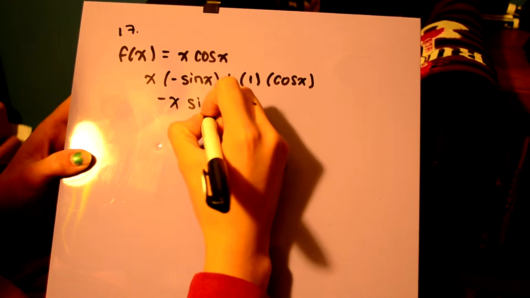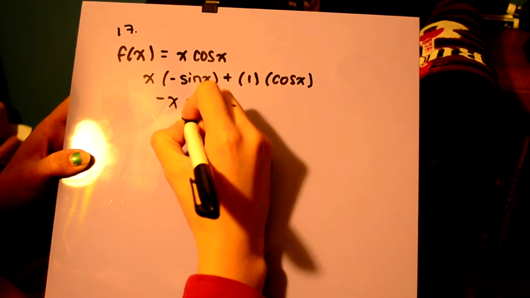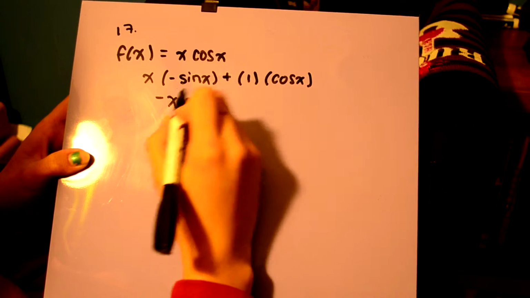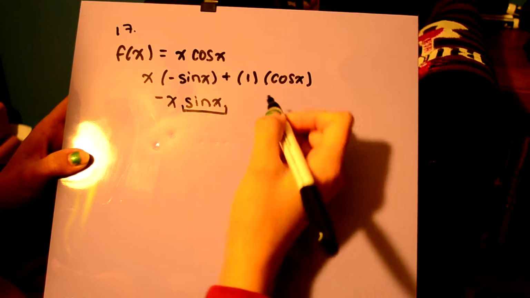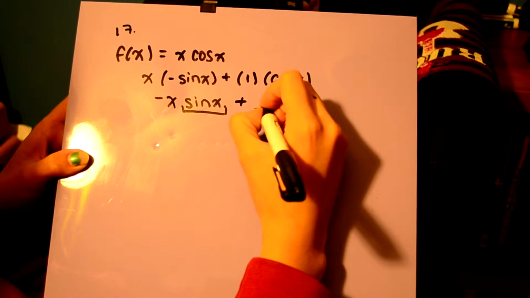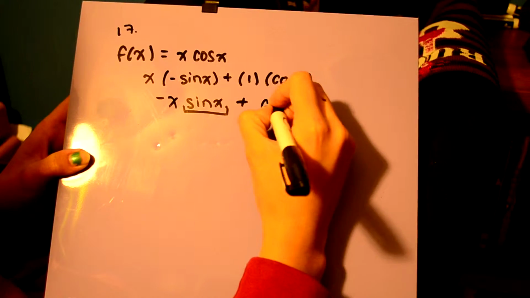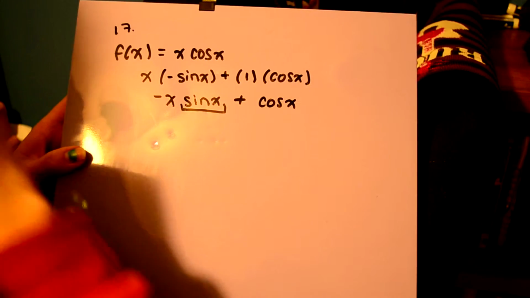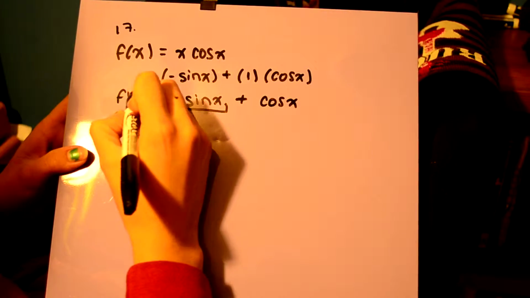x, and then sine of x. And remember that this is one term together. You can't combine these x's. And then you're going to add 1 times cosine of x, which is just cosine of x. So this is your derivative.